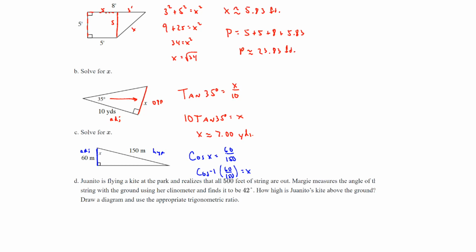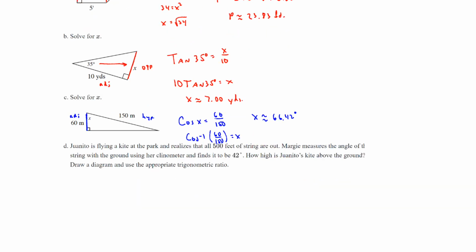So on this one, anytime you're looking for the angle measure, you're working backwards, so you want to use the inverse of that trig function. And so therefore, on this one, x will be approximately 66.42 degrees.